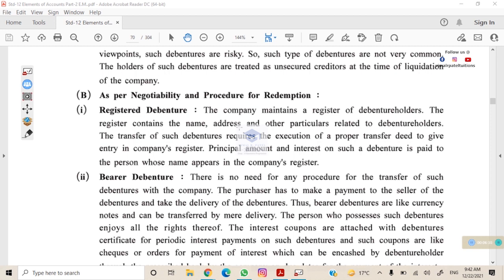They are called registered debentures. They can be purchased in the name of the person who has made the investment. And bearer debenture means these debentures are not registered in the name of any particular person. They can be easily transferred from one person to another. They are easily negotiable. So the company will not make any entry regarding the name of the person who has purchased the debenture. They are like currency notes and can be transferred easily merely by delivery.